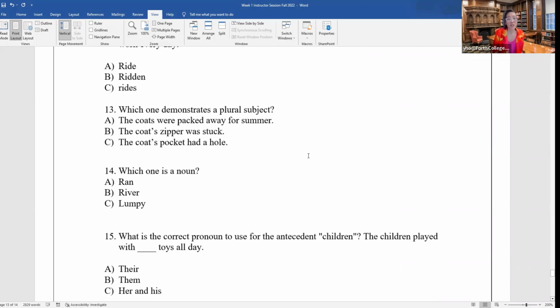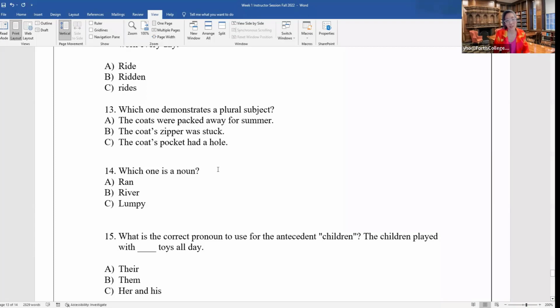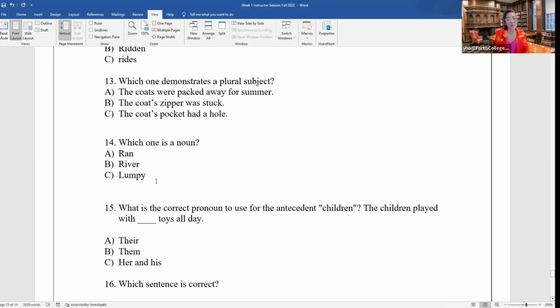Which one demonstrates a plural subject? A, B, or C? Anyone? A. A, the coats. Excellent. Which one is a noun? Samuel, is it ran, river, or lumpy?